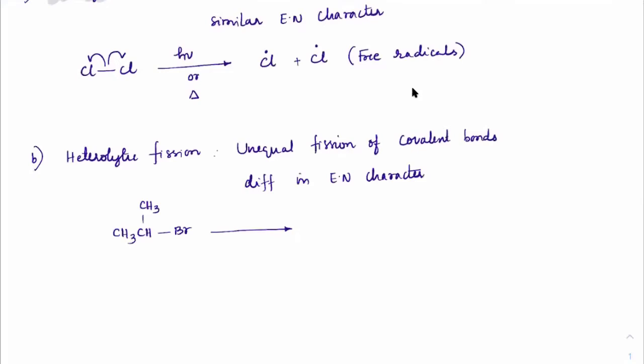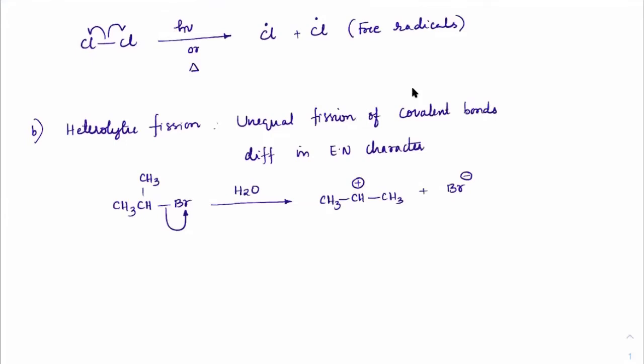So when you react this in any solution like water, if you add it in water, this molecule will split into CH3, CH, CH3 positive charge plus Br minus, this way. Which means it has undergone heterolytic fission, forming a cation and an anion. This cation formed is on the carbon, so it is also known as carbocation or carbonium ion.